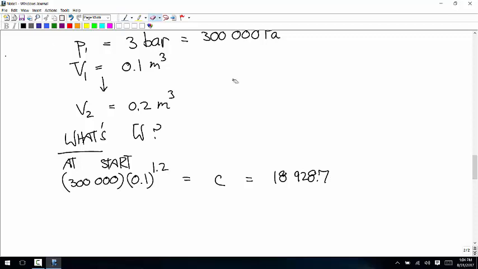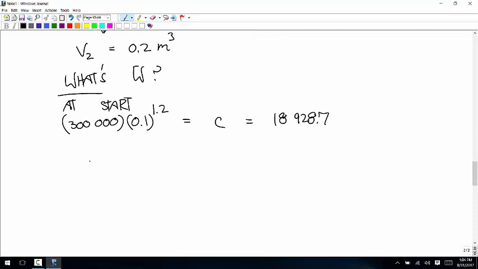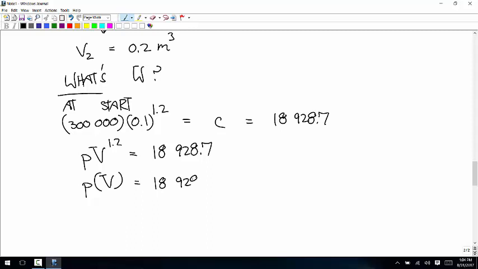Okay, so now we know that this relationship, P times the volume to the 1.2 power, is equal to 18,928.7. And so that tells us that we can write pressure as a function of volume as 18,928.7 times V to the negative 1.2.